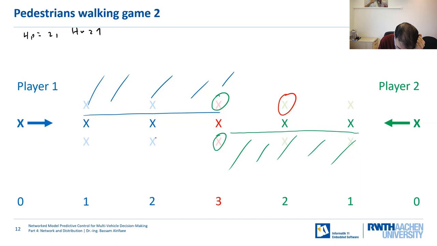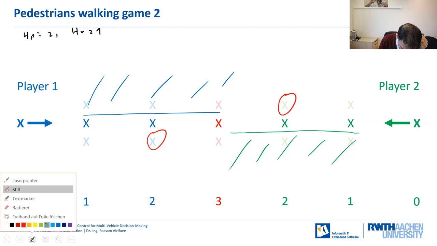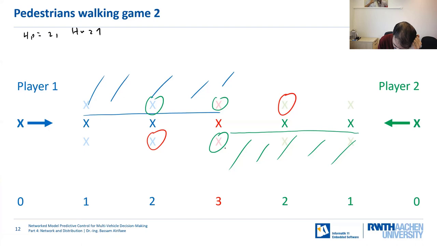Here is player number one. And these were the predictions. Now again, the predictions. They should not come back to the reference. I mean, these are the predictions. Now the control comes. Both of them want to go back to the reference, what you said. So they use their control in the control horizon, and they go back to the reference.